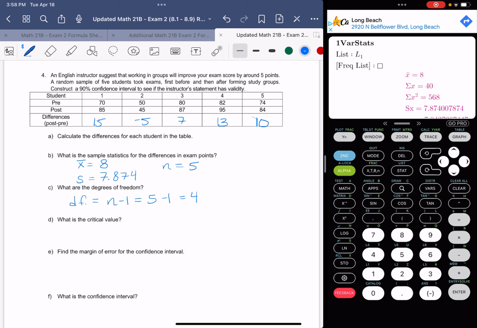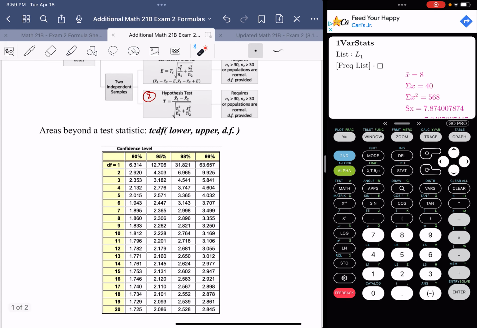Next, the critical value. That's our T sub c. And we know the only way to get the critical value is from our table, from our chart. So what do we have? We know that degrees of freedom is 4, and we know the confidence level is 90, right? So degrees of freedom, let's go to our table here. Here's the degrees of freedom. Here's the confidence level. Degrees of freedom we said is 4.